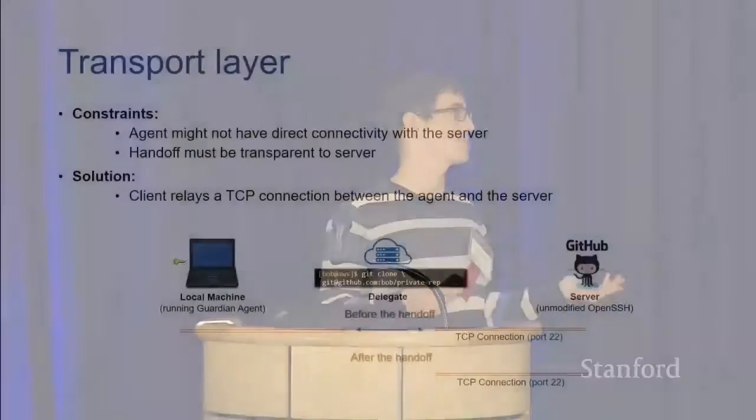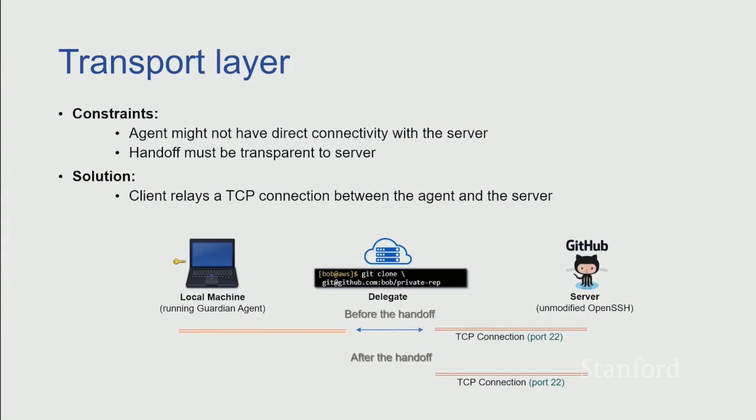And maybe something jumped to your mind while I was describing this: we also have a couple of constraints on the transport layer that we need to take care of. For example, the agent might not even have direct connectivity with the server, because maybe you're connecting to the delegate and it needs to connect to some server which is not accessible from your local machine. And second, as I've told you, we want this to be fully compatible with existing servers. So this entire handoff needs to be transparent from the server's point of view.